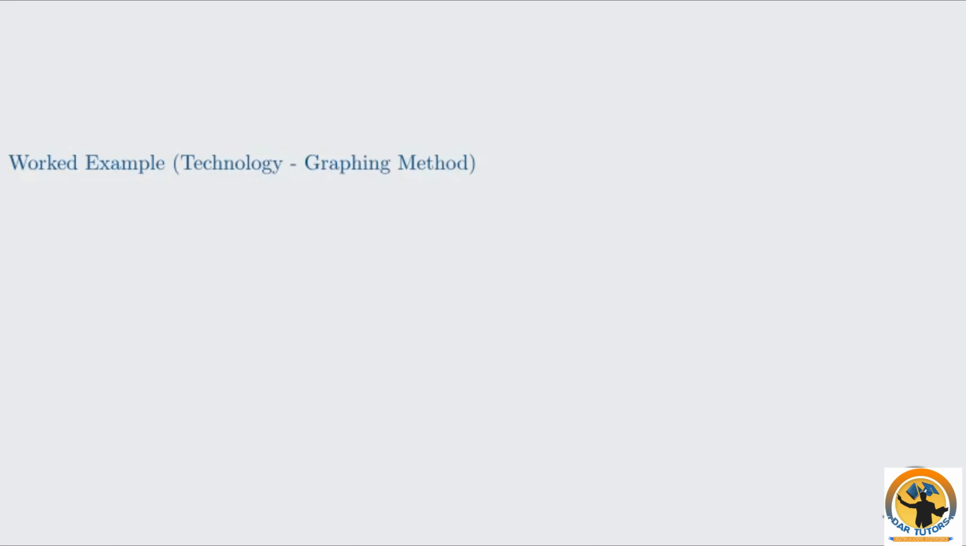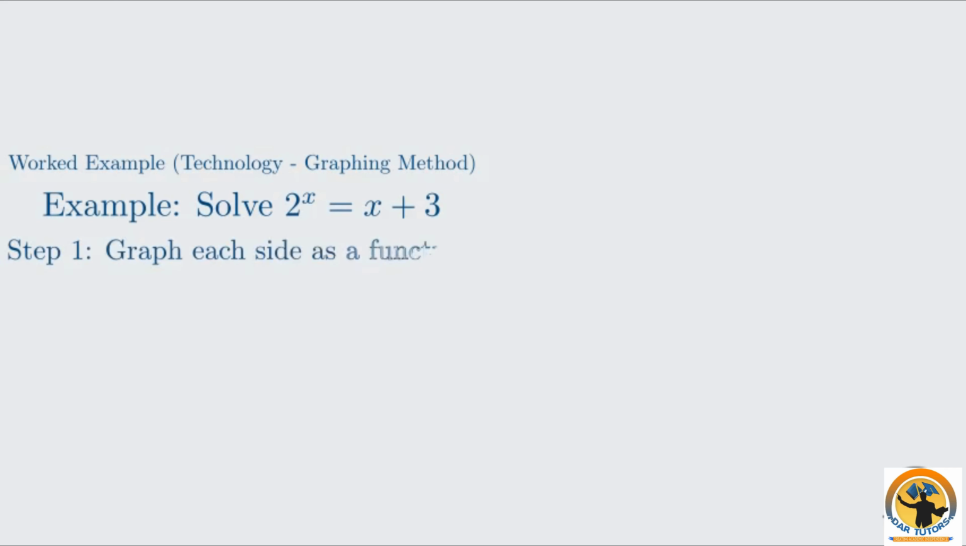Now let's see how to use the graphical method, which is versatile for solving more complex equations. We'll solve the equation 2 to the power of x equals x plus 3. This is a transcendental equation, which cannot be solved with algebraic methods. Graphing is our best approach. The first step is to define two functions in our calculator's y equals editor. We define y1 as the left side, 2 to the power of x. We define y2 as the right side, x plus 3.